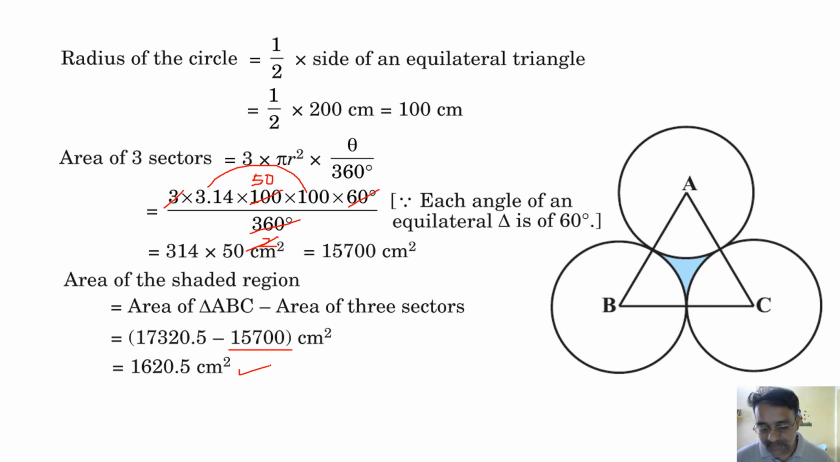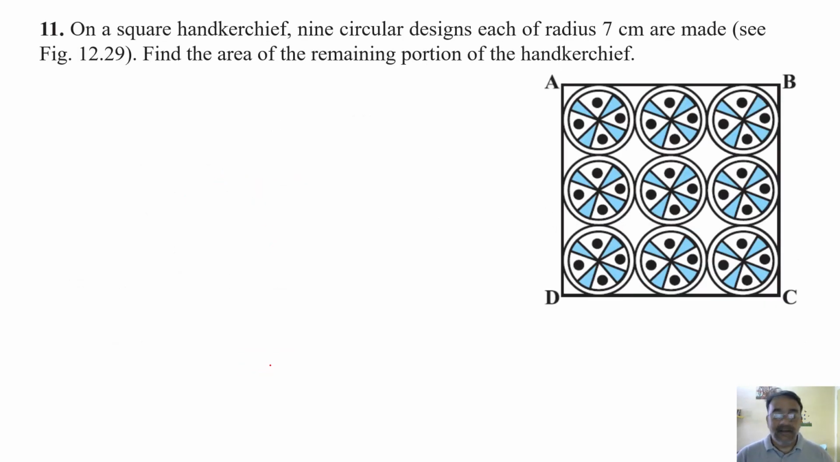No, sir. Okay, so now we are moving towards 11th question. On a square handkerchief, 9 circular designs, each of radius 7 centimeter, are made. Find the area of the remaining portion of the handkerchief. Okay, so radius is given, radius of the circular design is given 7 centimeter, and this, see, this is 1 diameter, 2 diameter, 3 diameter. So side of square will be equals to 3 times the diameter.